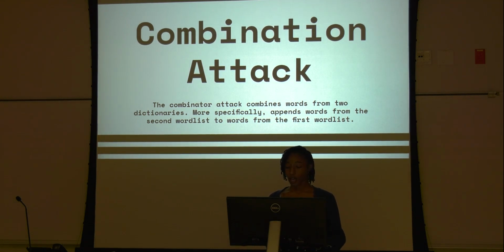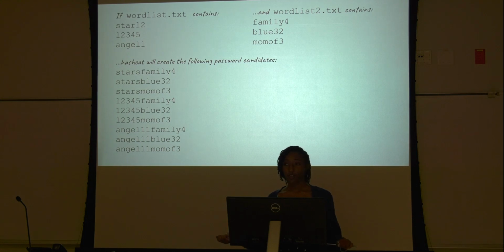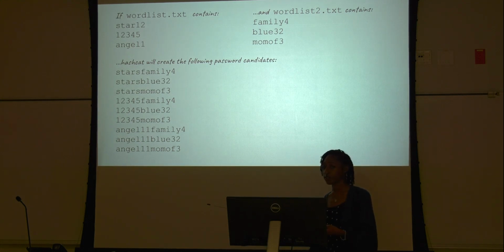A combinator attack combines words from 2 dictionaries. More specifically, it appends words from the second word list to words from the first word list. So what does that mean? What if I had 2 word lists, right?